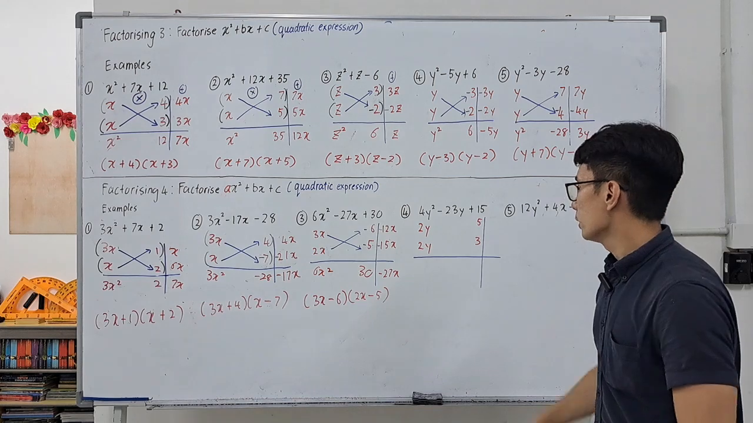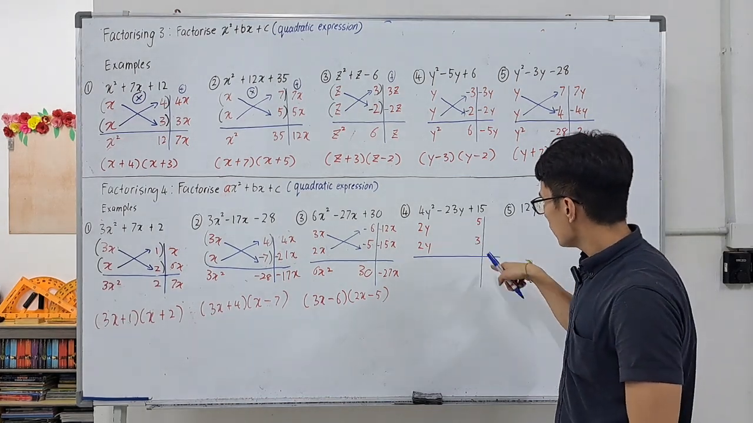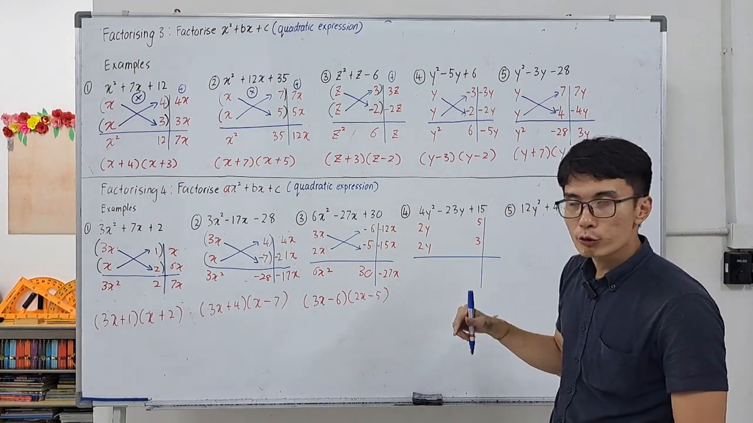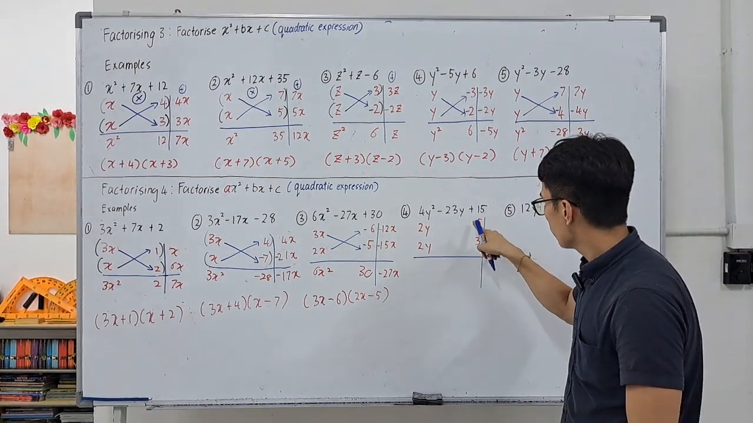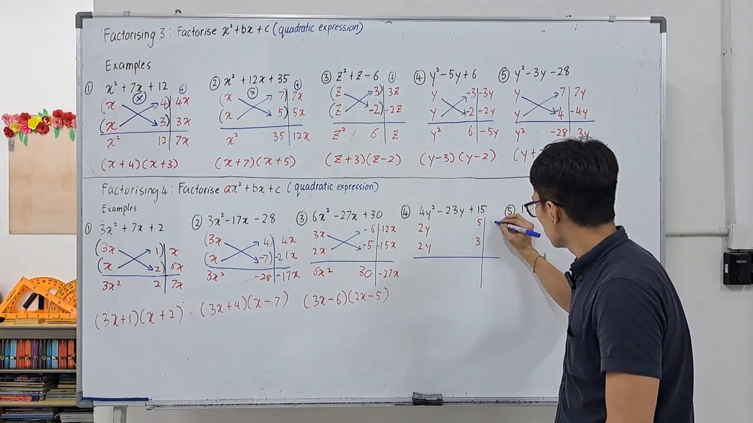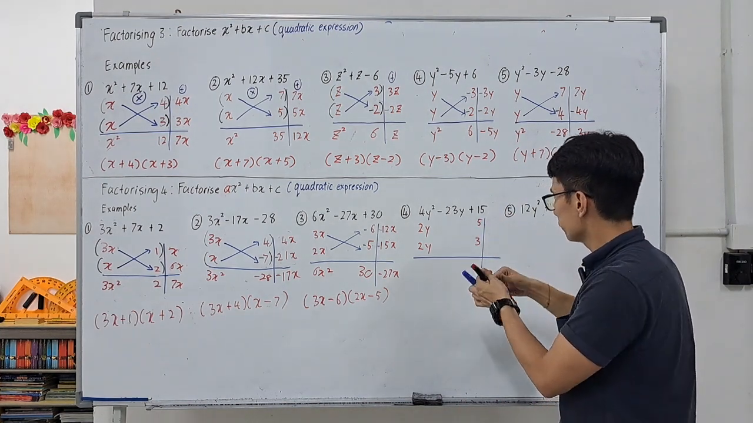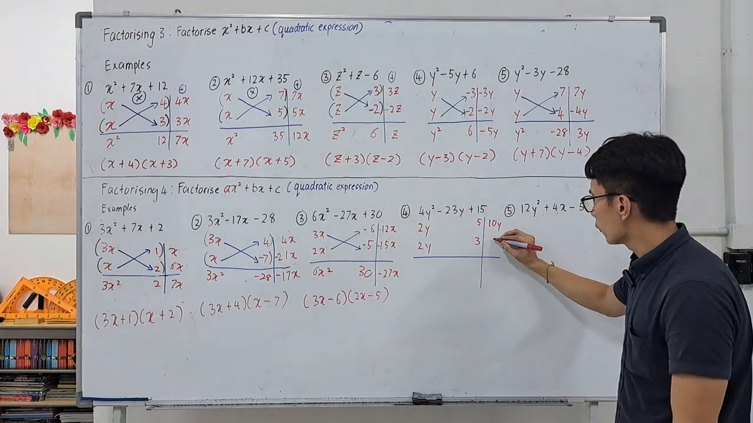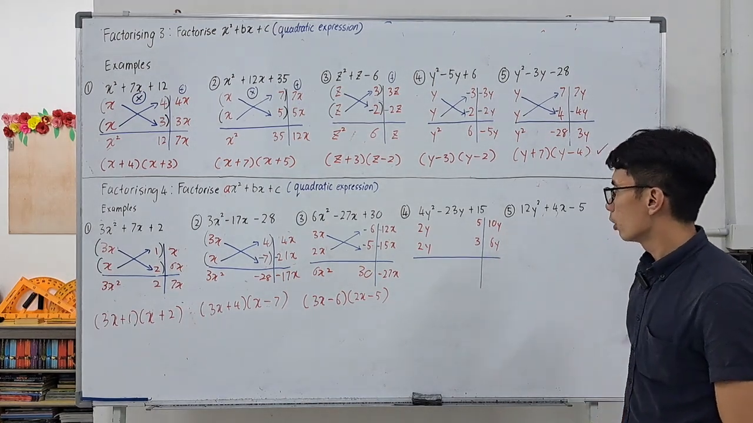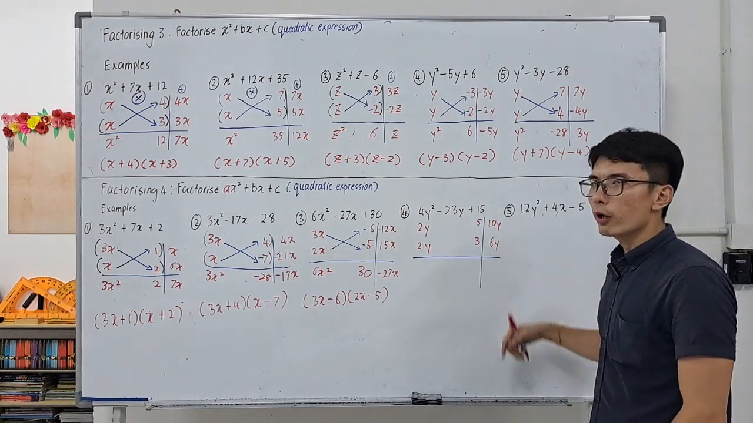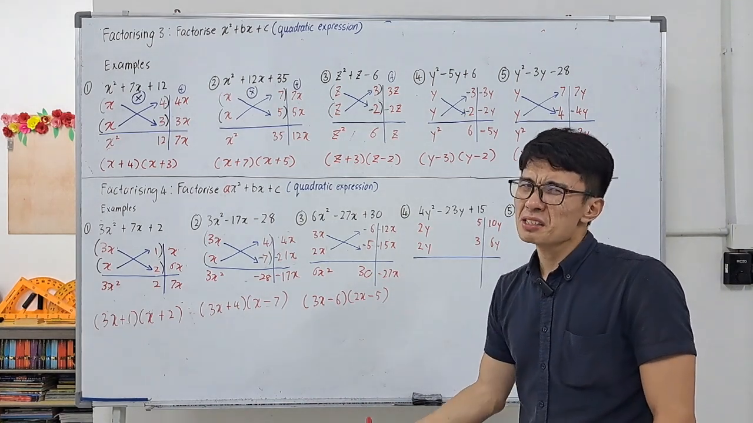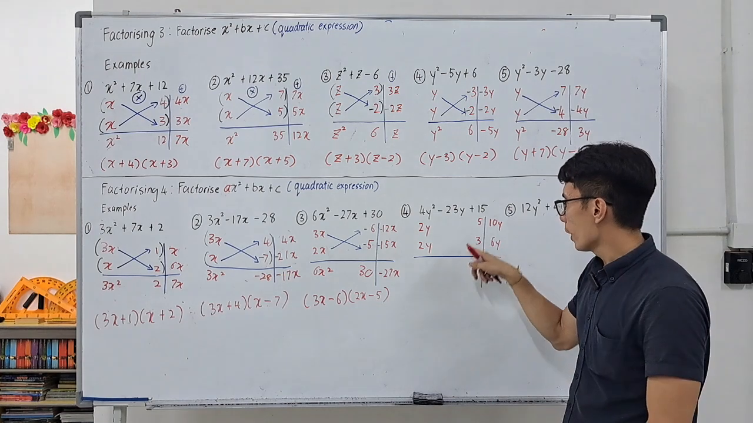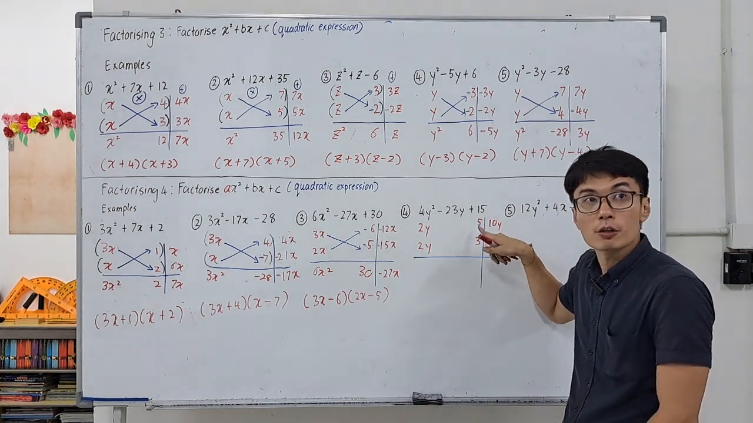Okay, so let's see. In the end, I want to get negative 23. Will this pair of numbers give me negative 23? This multiplied with this gives me 10y. This multiplied with this gives me 6y. Oh, all right. 10 plus 6, or 10 minus 6, gets me nowhere near negative 23. So I know that maybe this is wrong, right?